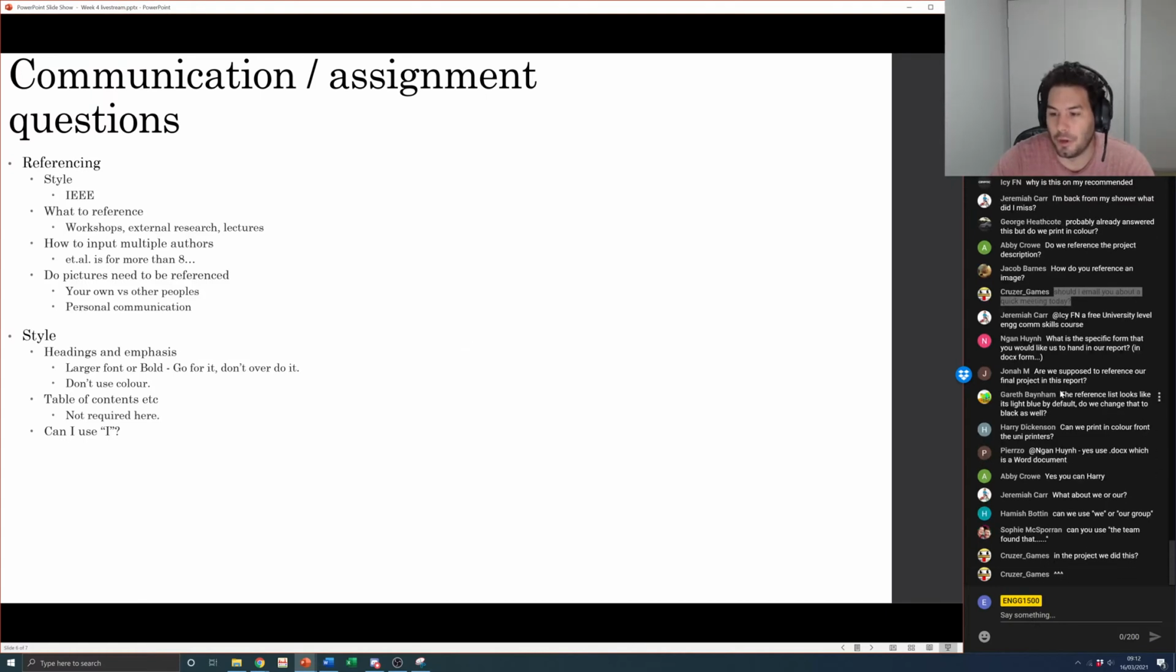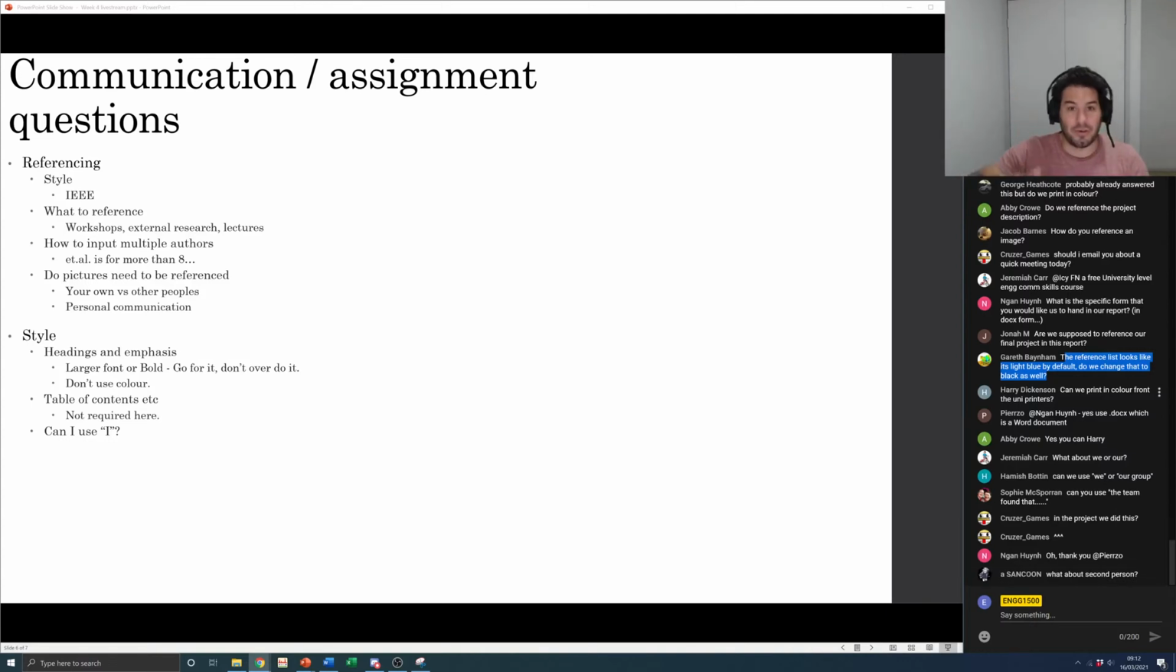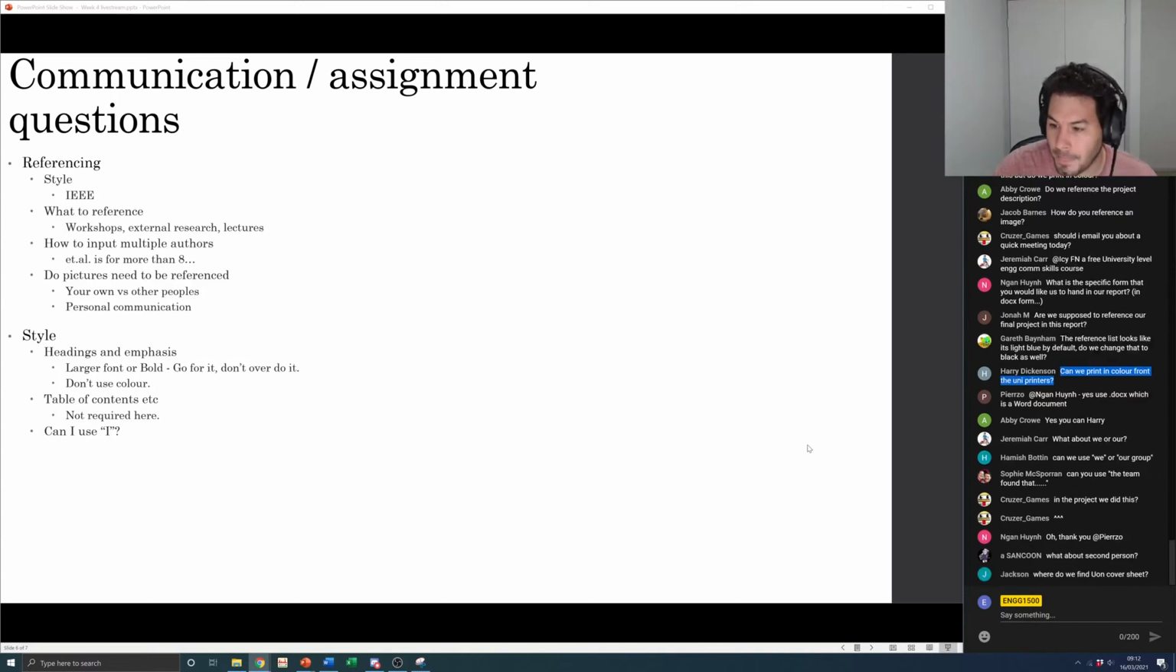Yeah, anything Word puts in the slide. Oh, okay, sorry. The reference list looks like a light blue by default. Do we change it to black as well? Yes. Anything that Word puts in as a light blue, and that's if that's headings, if that's figure captions, or if it's referencing, just make it all black. Can we print color from the uni printers? Yes. Some of them. I think most of them now will print color.